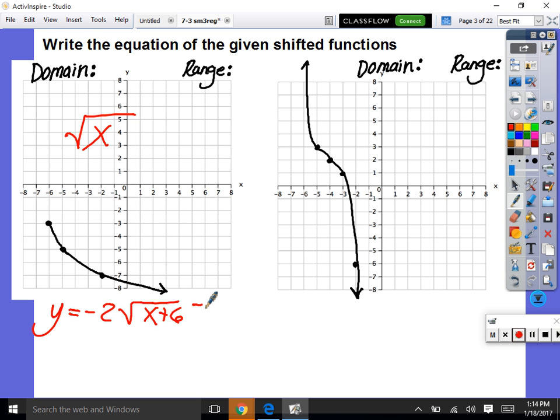Minus 3. How many got that exact same answer? Raise your hand. Okay, so that was left 6, down 3. Should left and right go opposite? That is true. So this needs to be plus 6 and then minus 3.